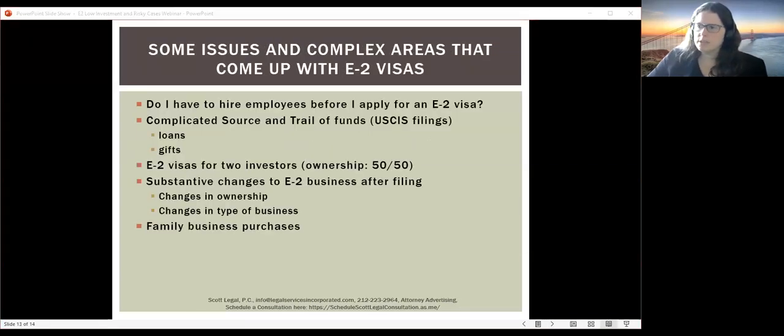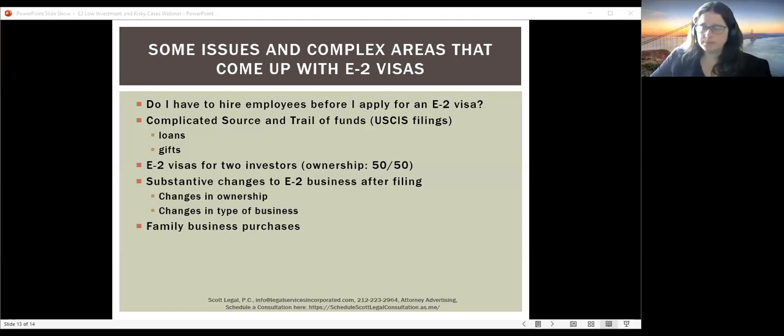All right, so some issues and complex areas that come up with E-2s. One common question, do I have to hire employees before I apply for an E-2? And the answer is no. It's relatively clear in the Foreign Affairs Manual and regulations. You do not have to hire an employee before you apply for an E-2 visa.